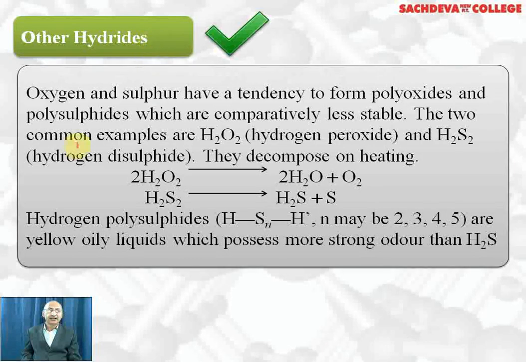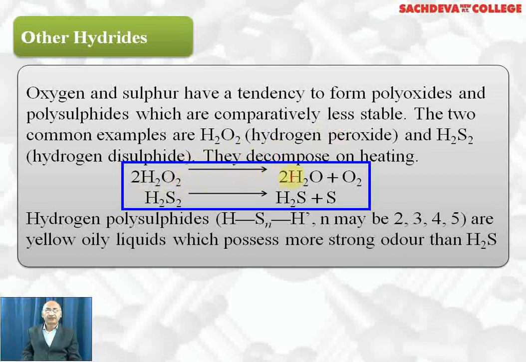Let's take up other hydrides. Oxygen and sulfur have a tendency to form polyoxides and polysulfides, which are comparatively less stable. Two common examples are hydrogen peroxide, which is very popular, and H2S2, that is hydrogen disulfide, which is less popular. They decompose on heating. Hydrogen peroxide, when it decomposes, gives water and oxygen. H2S2 on decomposition also gives H2S plus sulfur.